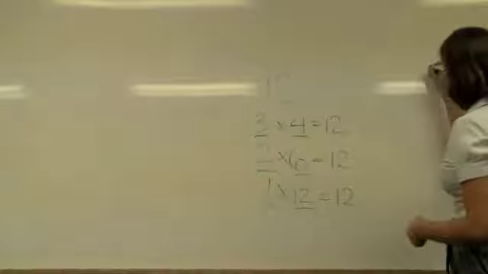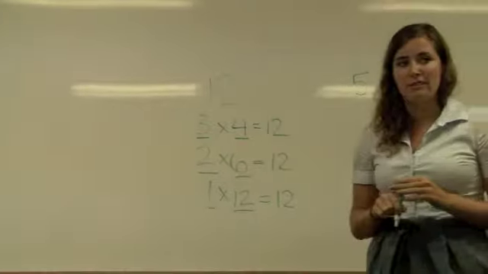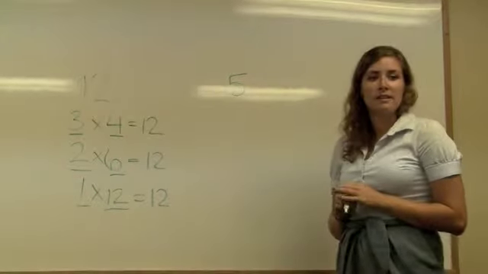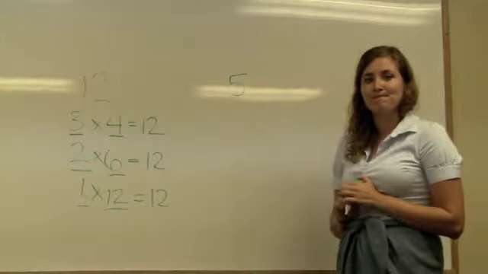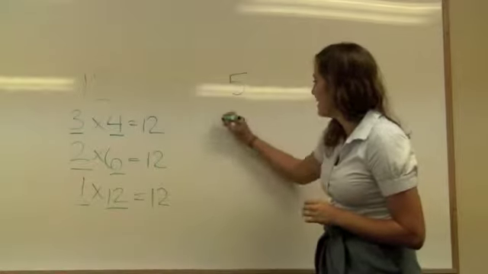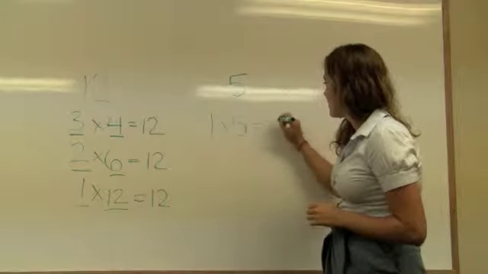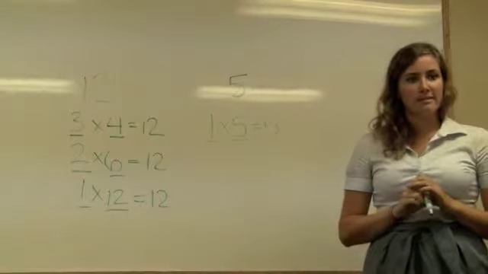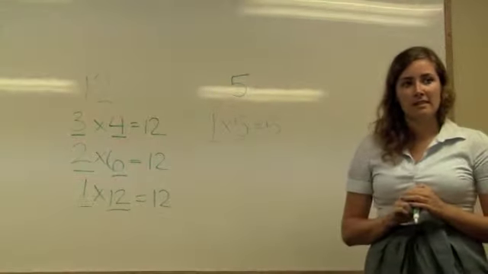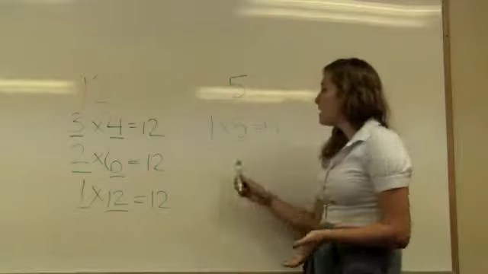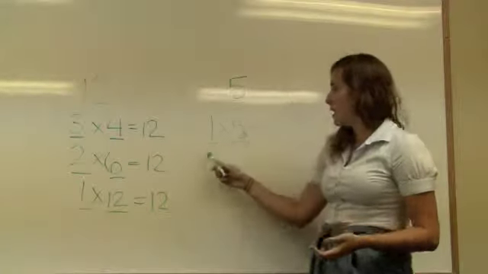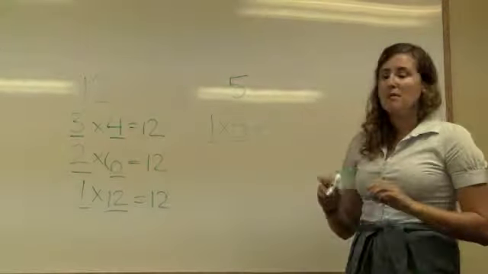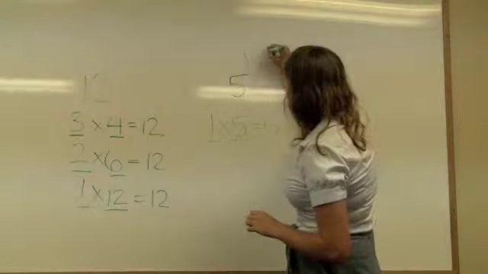Okay, now let's look at the number 5. Can you think of any factors of 5? 1 and 5. Very good, Liz. 1 times 5 equals 5, so 1 and 5 are factors of 5. Are there any others? No, there are not. Since 1 and 5, which is 1 and the number itself, are the only factors of 5, that makes 5 a prime number.